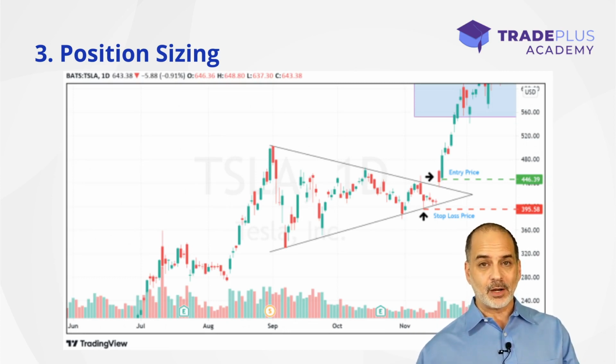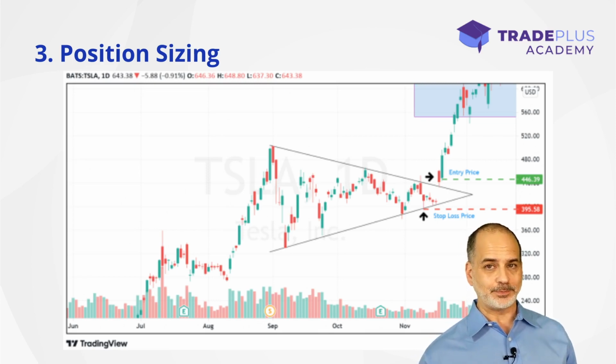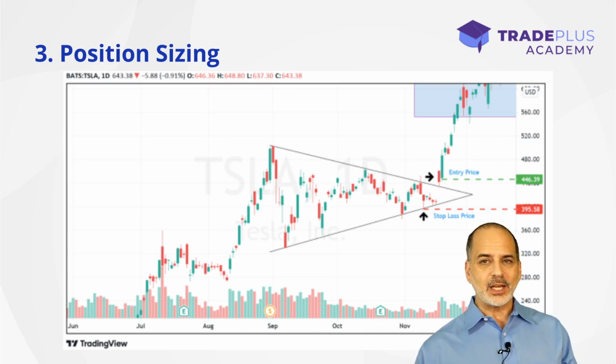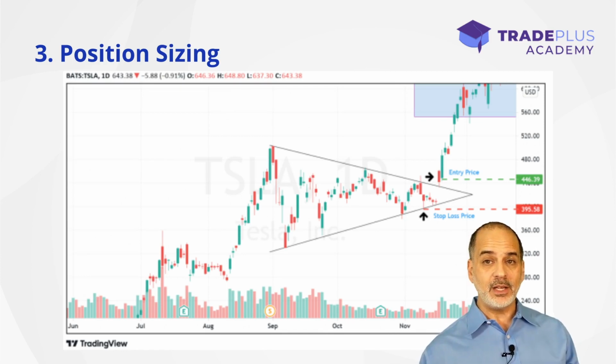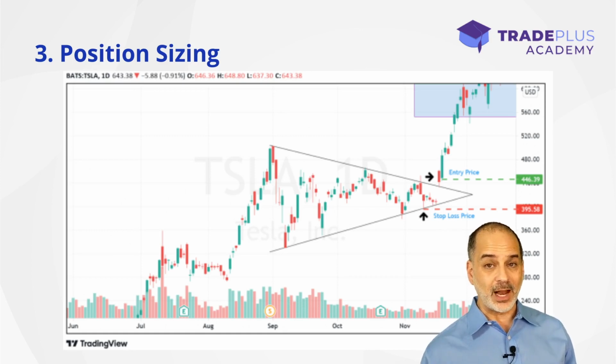Let's say you enter the market at $446.39 after the breakout when the candle gives a closing outside the pattern on a daily time frame. You should first set your stop loss below the previous swing or below the support trend line. Let's assume that you set your stop loss at $395.58. That sets your potential loss at 446.39 minus 395.58 or $50.81 per stock, which is around 12%.